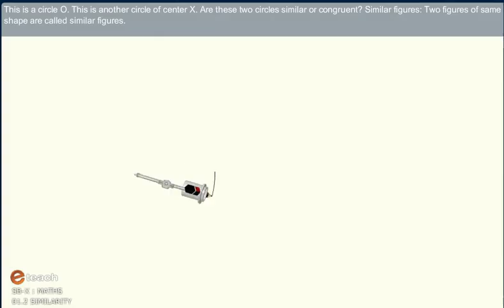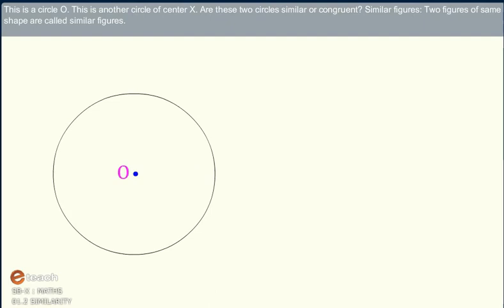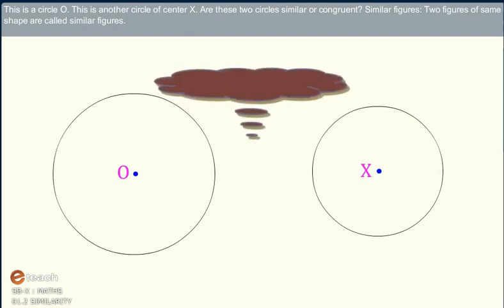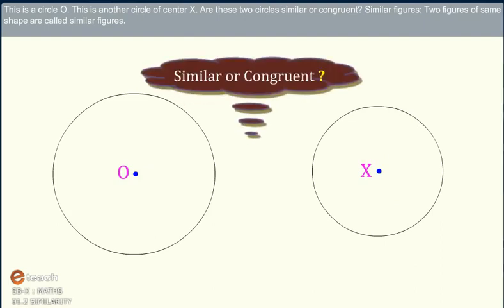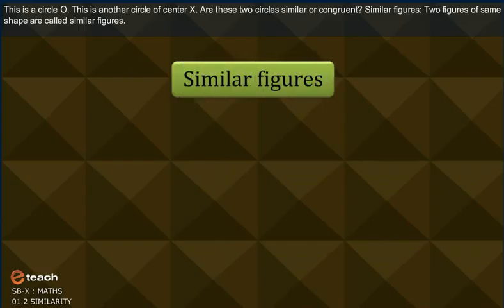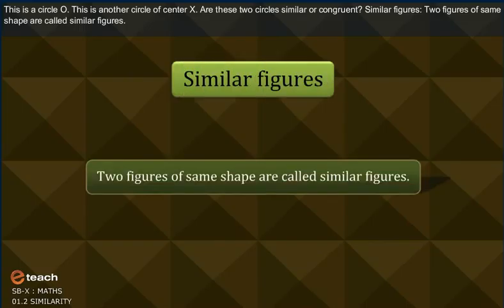Hello students, this is a circle O. This is another circle with center X. Are these two circles similar or congruent? Similar figures. Two figures of same shape are called similar figures.